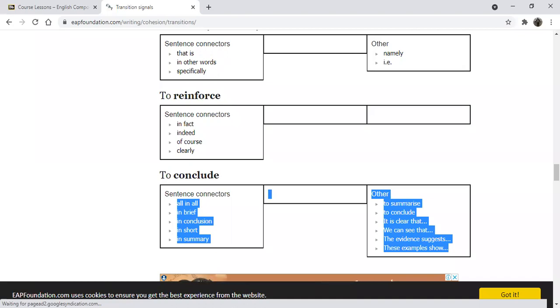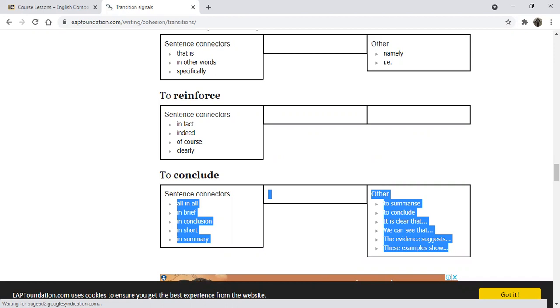Today we are going to study together one of the most important points related to process essay. This point ensures smooth flowing in any process essay. Of course, you know what I'm talking about. This is transition signal.